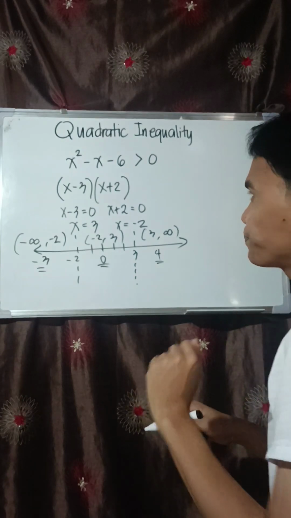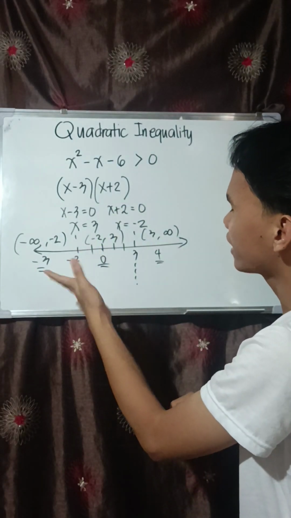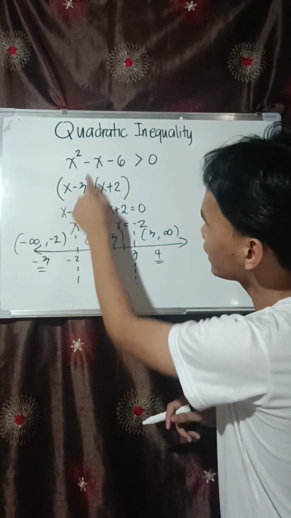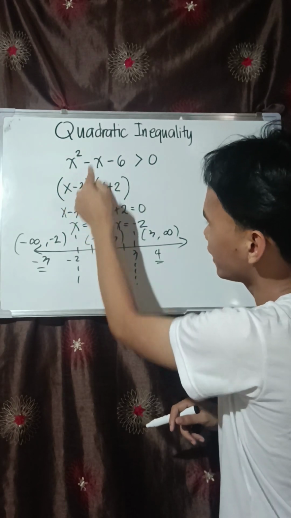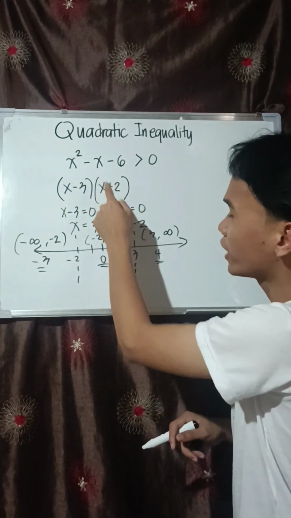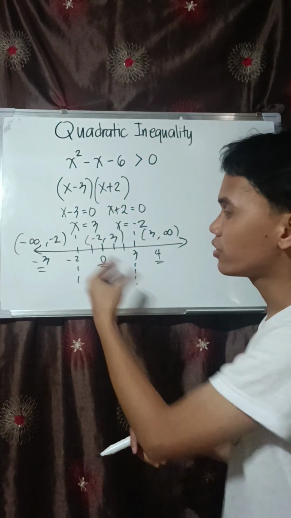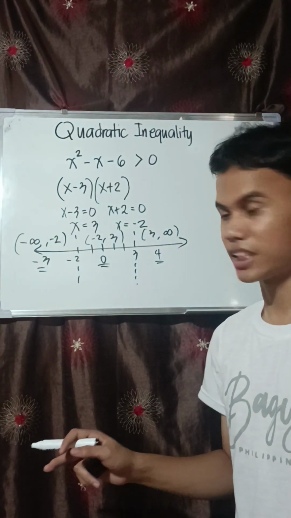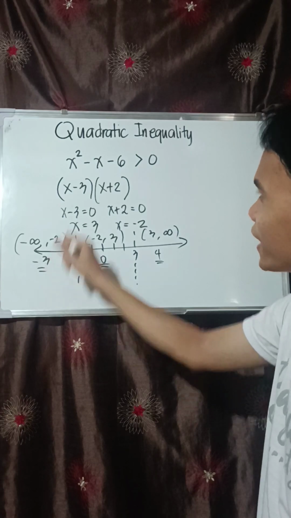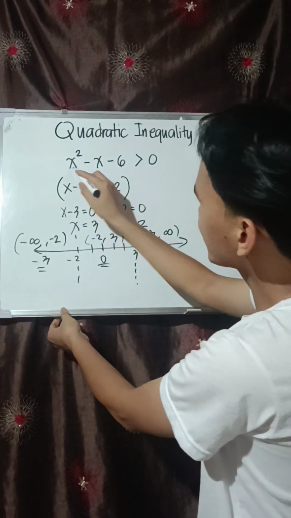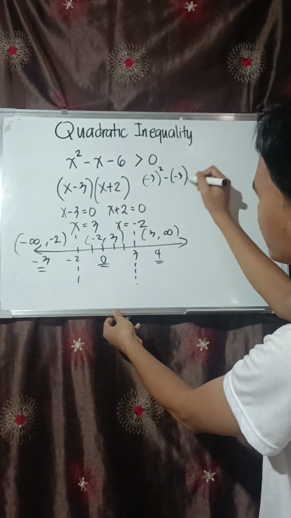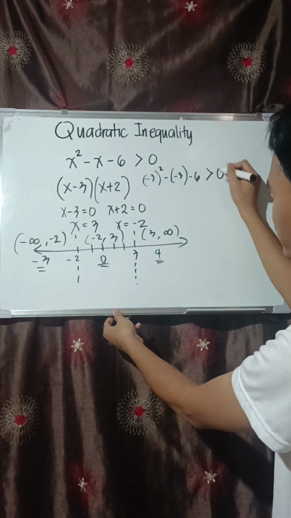Then, after that, let's change the value of x to negative 3 from here, and 0, and 4. Kung saan yung magiging true dito, it means part siya ng solution. Okay? So, dito, if x is negative 3, therefore, negative 3 squared minus negative 3 minus 6 must be greater than 0.